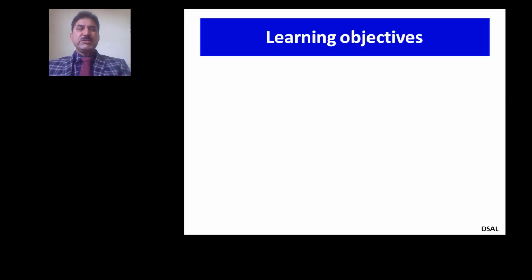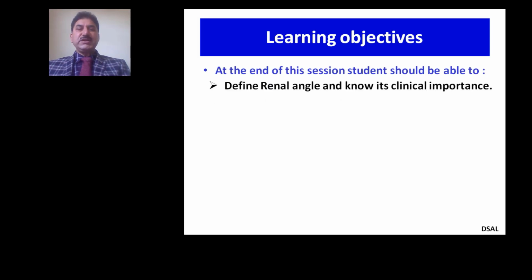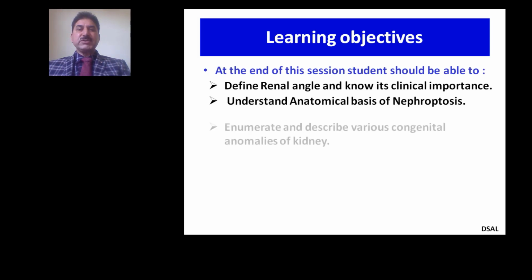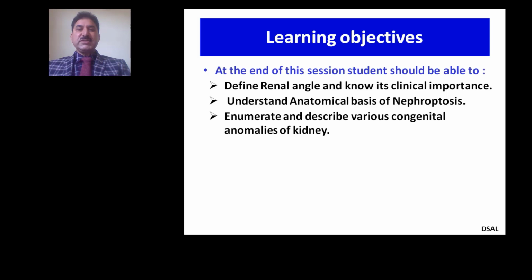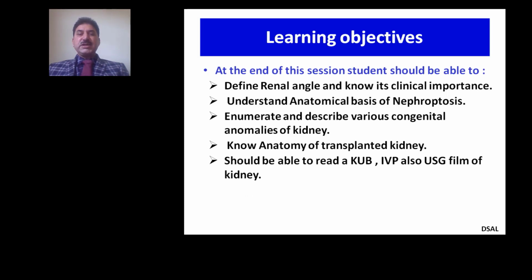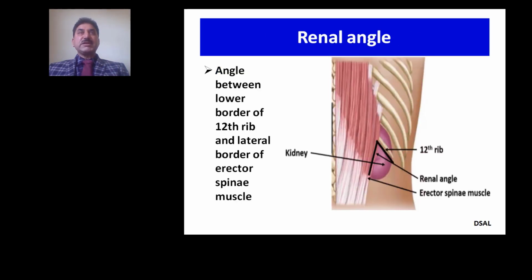Learning objectives for today's class are: at the end of this session, students should be able to define renal angle and know its clinical importance. They should be able to understand the anatomical basis of nephroptosis, and enumerate and describe various congenital anomalies of the kidney. They should know the anatomy of the transplanted kidney. They should be able to read a KUB, IVP, and also a USG film of the kidney. They should be able to draw Morris parallelogram for surface marking of the kidney.